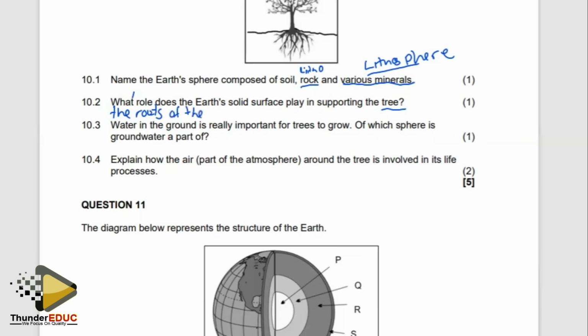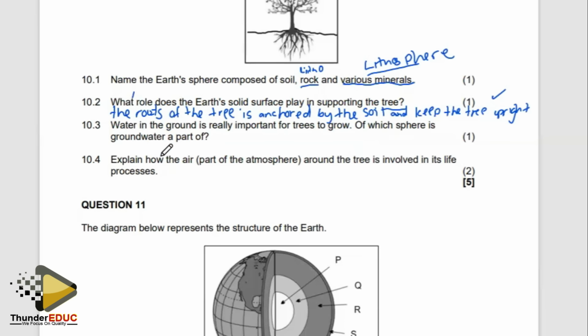The roots of the tree are anchored. The root of the tree is anchored by the soil and keeps the tree upright. Upright, and you get your mark there.